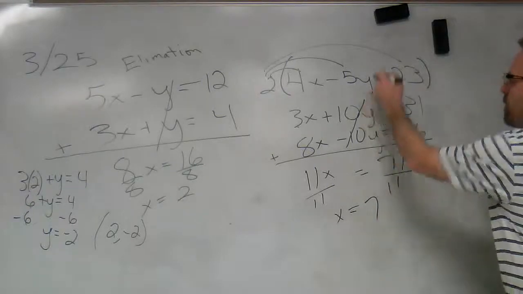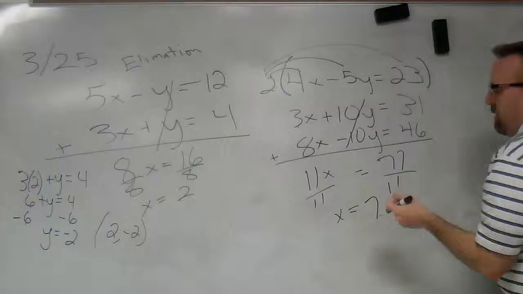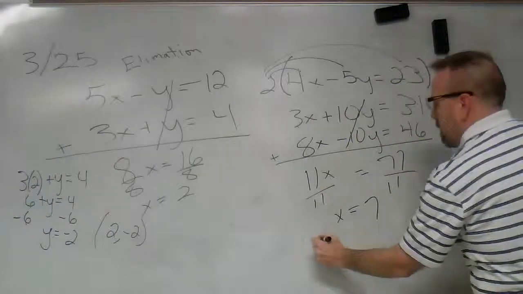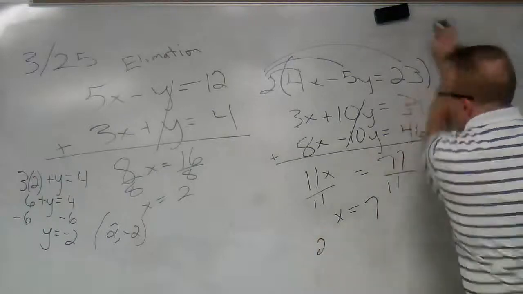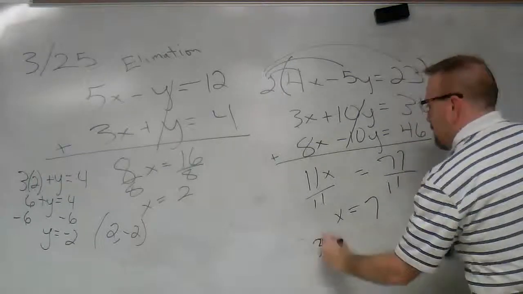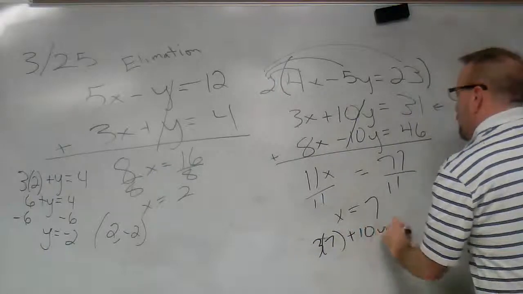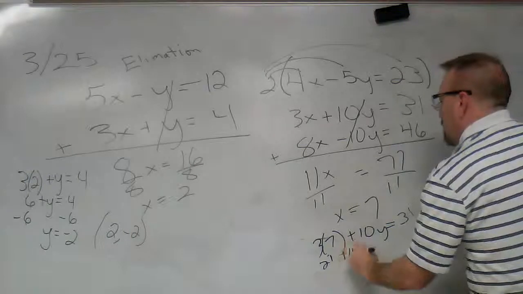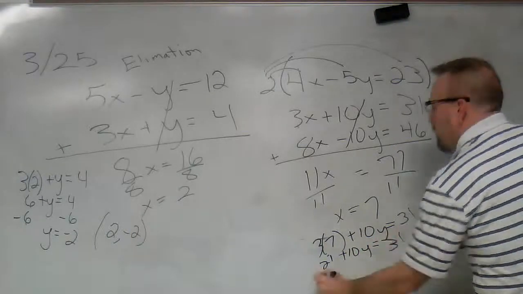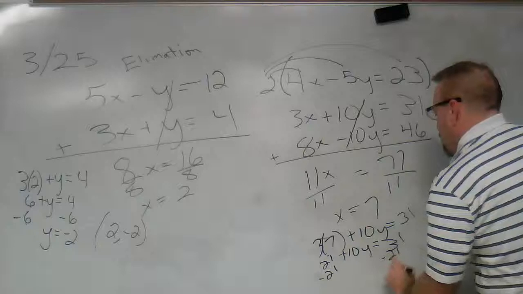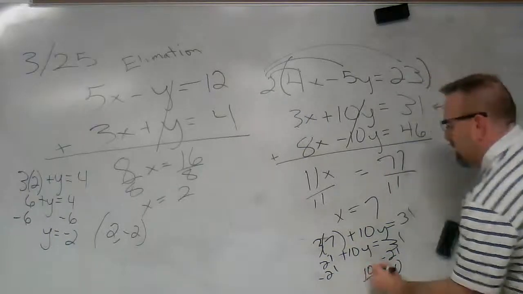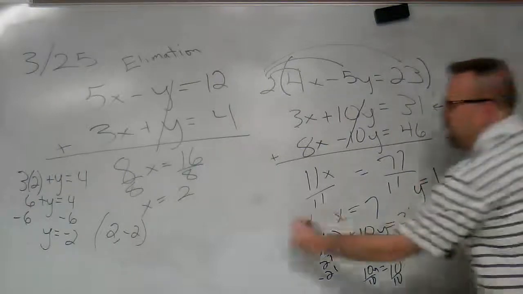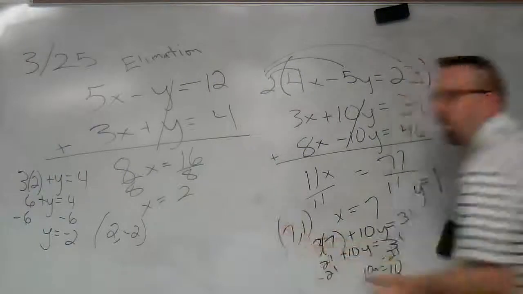We can go back to any of these three. We're looking for y. None of them are going to be the prettiest of numbers, but let's go with this one. 3 times 7 plus 10y equals 31. That's 21. So we get rid of 21. 10 equals 10y, divide by 10, y equals 1. So our point would be 7, 1.